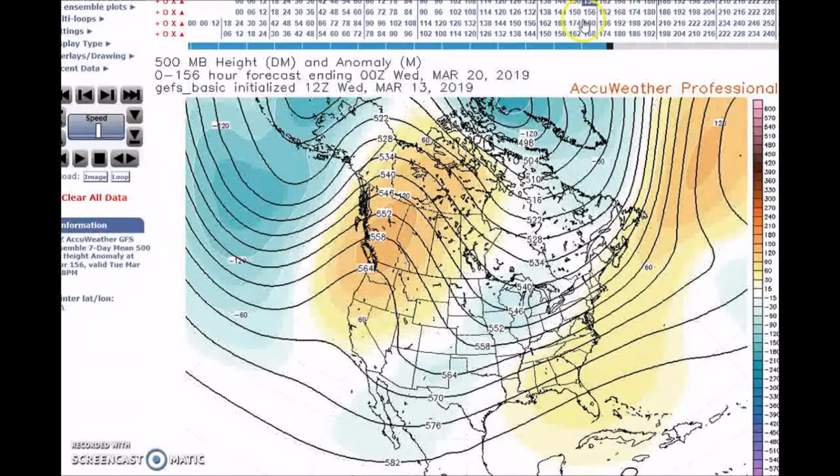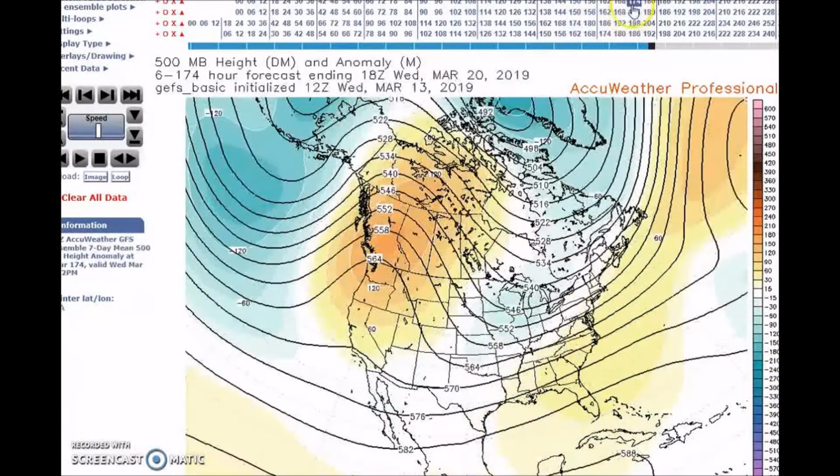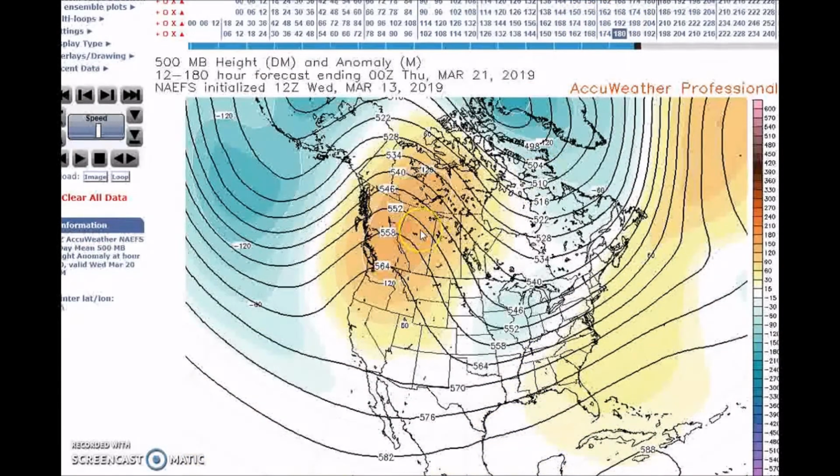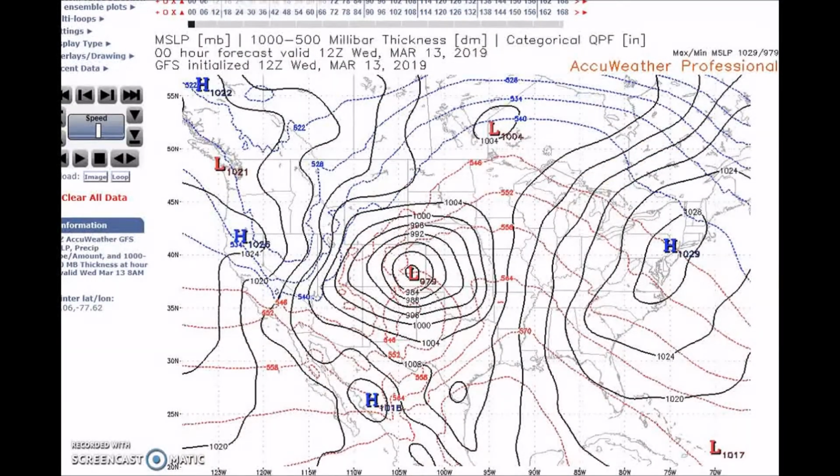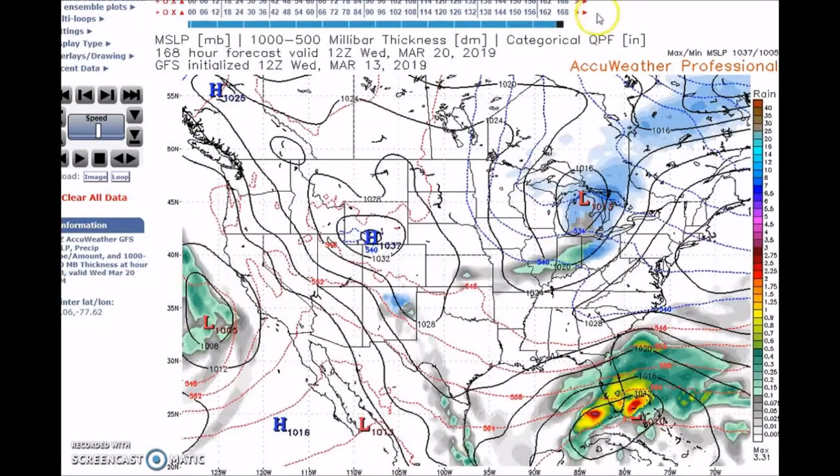Now we come to the 20th, and you can see the pattern very well, what we're talking about. During this period, much of the nation will be dry. There'll be a couple of areas of precipitation. One will be across South Florida, and we'll take a look at that.